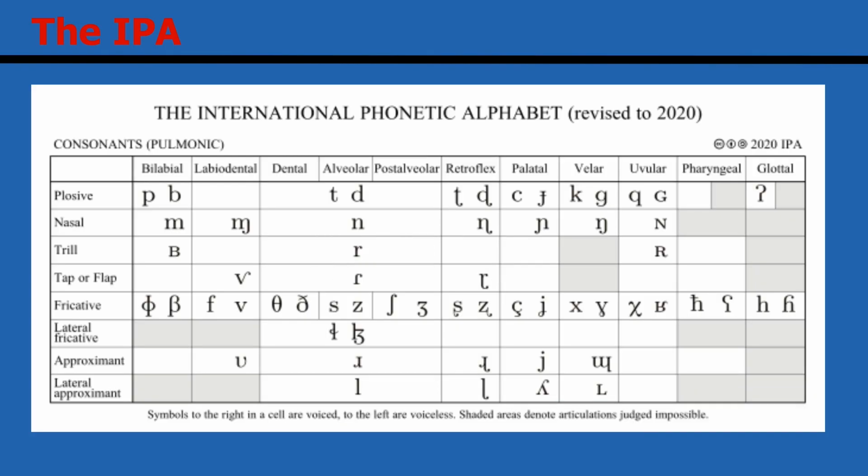This is the International Phonetic Alphabet, otherwise known as the IPA. It's a collection of every sound that the human vocal tract can produce consistently, written in the standardized IPA notation.